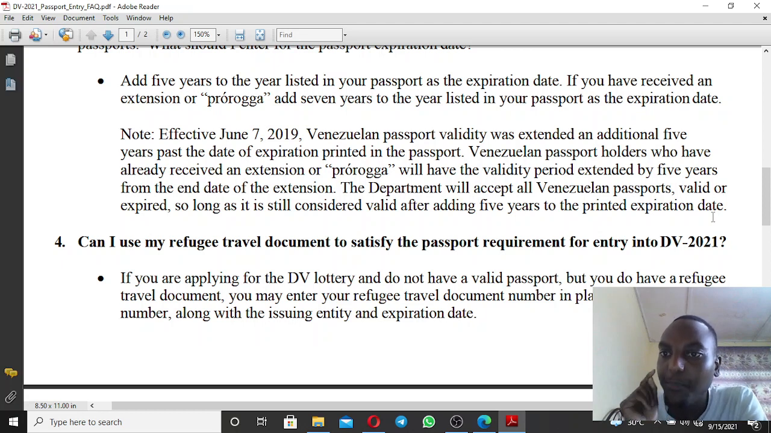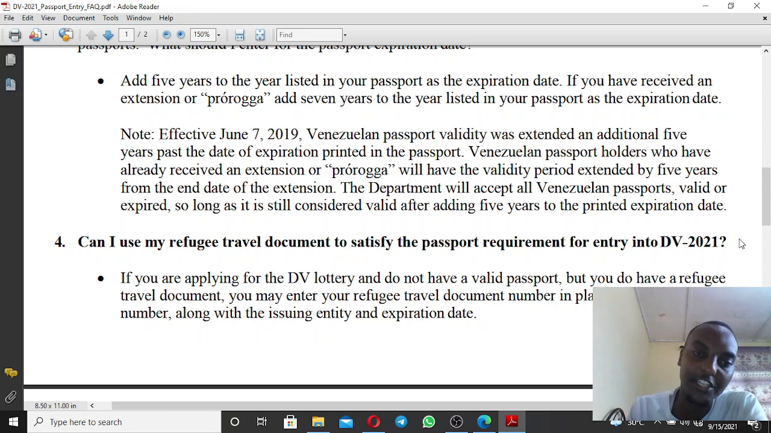Venezuelan passport holders who have already received an extension or prórroga will have the validity period extended by 5 years from the end date of the extension. The department will accept all Venezuelan passports, valid or expired, so long as they are still considered valid after adding 5 years to the printed expiration date.